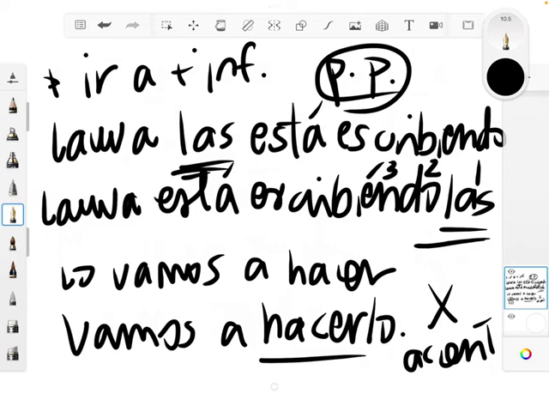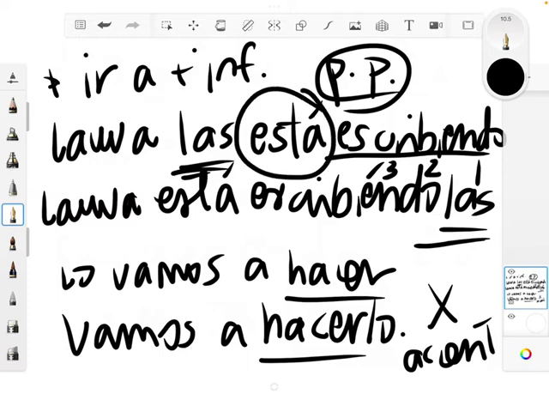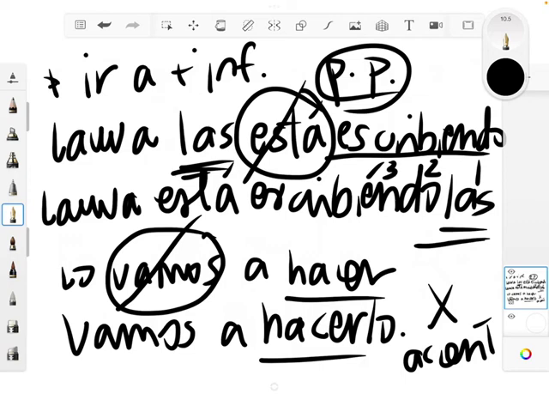So these are both very handy. One thing I do want to make sure to reiterate is that you add it either to the present participle, so escribiendo, or to the infinitive. You do not add it to the conjugated verb, okay? So you want to make sure that you pay attention to that.